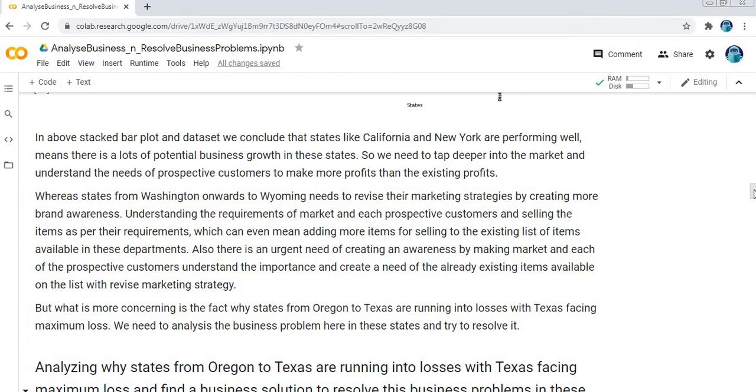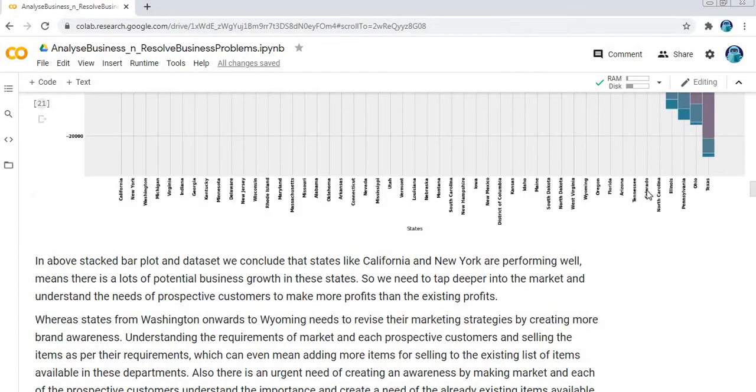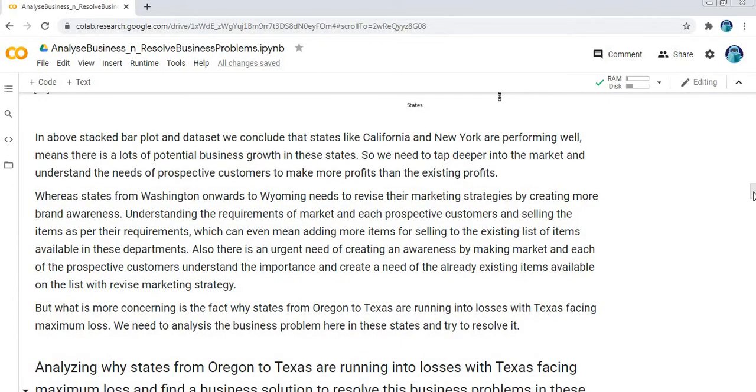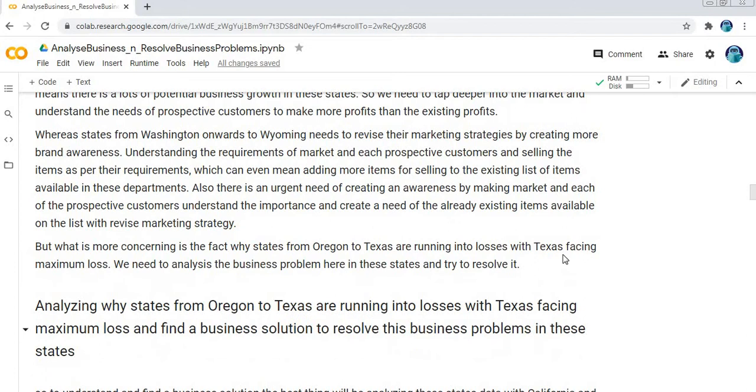Okay, but what is more concerning here is that the states from Oregon to Texas, as I mentioned, these 10 states, are running into losses, with Texas facing the maximum loss. We need to analyze the business problem in these states and try to resolve it. Okay, so let's move forward. Here we are analyzing why the states from Oregon to Texas are running into losses, with Texas facing the maximum loss, and finding the business solution to resolve this problem in these states.